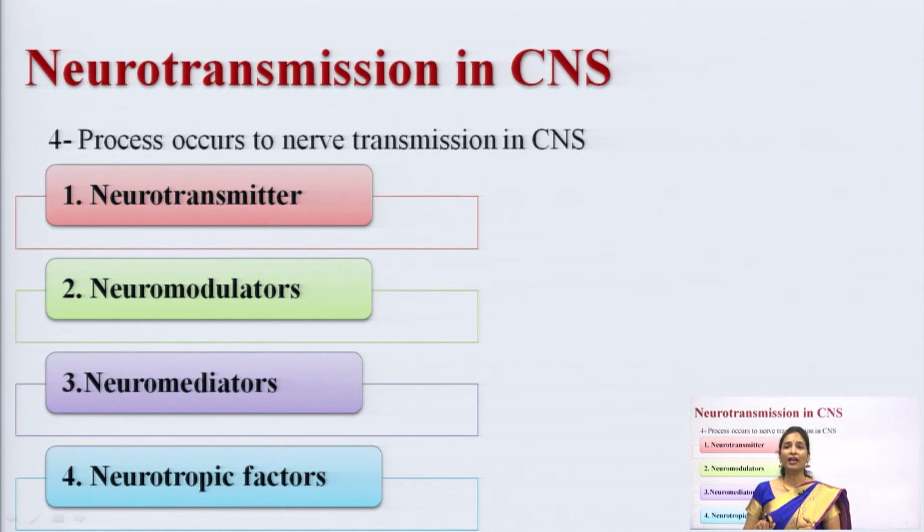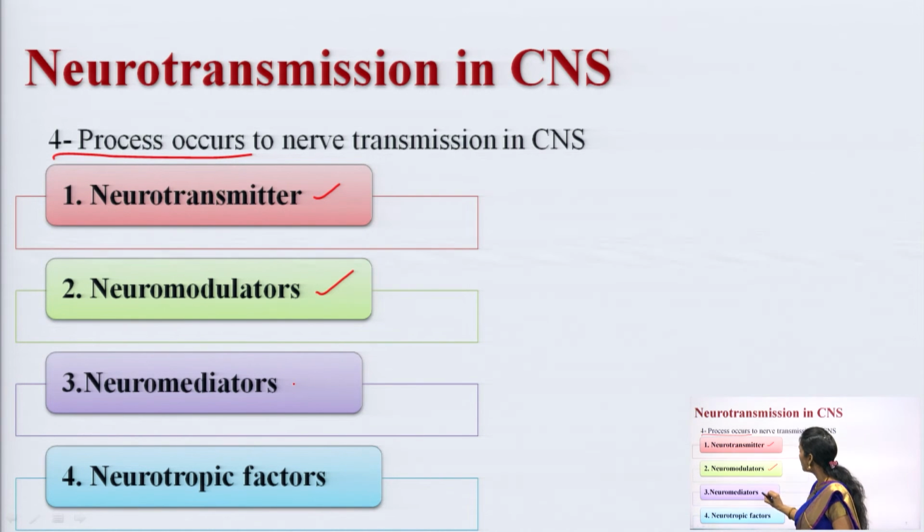Okay. So, here we have 4 processes with the neurotransmitters. What is the basic process in neurohumoral transmission in the CNS? This is the main topic in our syllabus, especially in the 4th unit. There will be 4 processes that occur with the neurotransmitters. What are they? First one is the neurotransmitter, second one is the neuromodulator, third one is the neuromediator and fourth one is neurotropic factors.